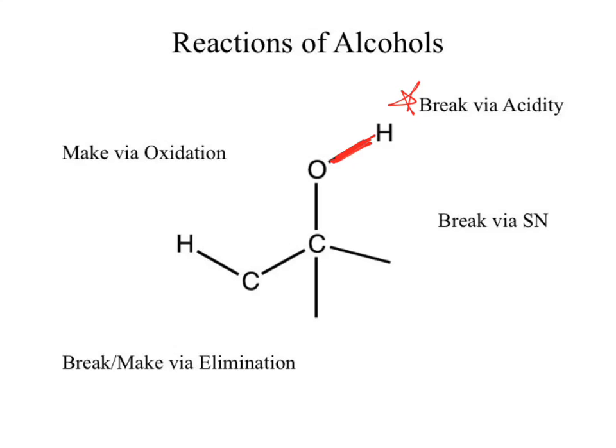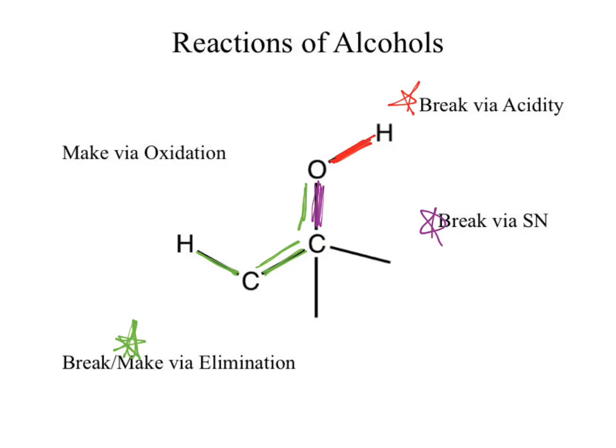What else could we do? We can break a bond via substitution. Where's that chemistry? We've got our CO bond. Make/break via elimination. What do we have going on there? We'll be making our double bond, and in the process we'll have to break our hydrogen bound to our carbon and that oxygen. So we have to do a whole lot of making and breaking to go through our elimination reactions. And the last one we can do is actually make a bond via oxidation.